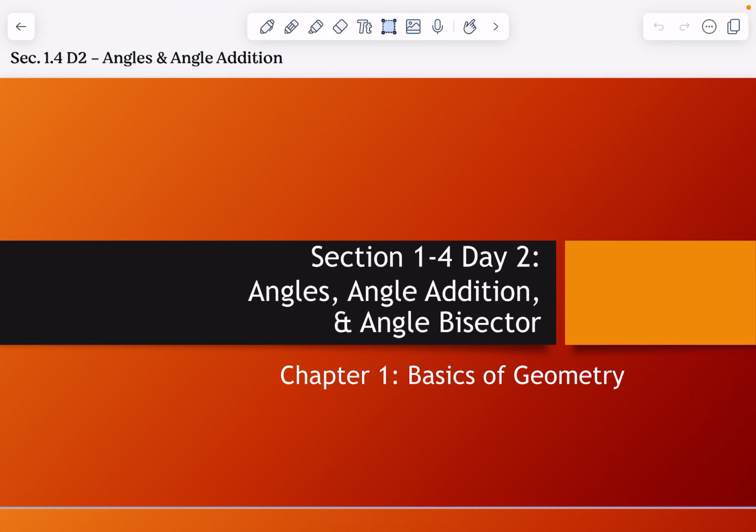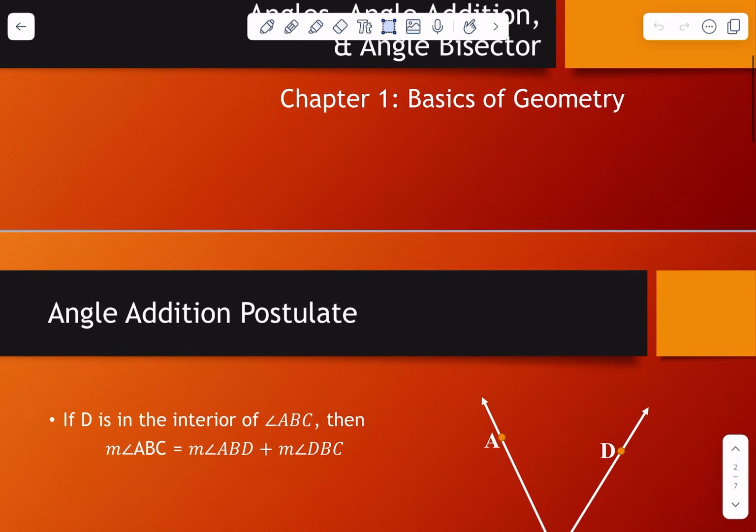All right, here we go. We're continuing in chapter one, basics of geometry. Now we are on section 1.4, day two. Yesterday, remember, we talked about naming angles and things of that sort: how do we write it, symbols, all that. Today, we're going to focus in on angle addition postulate and angle bisector.